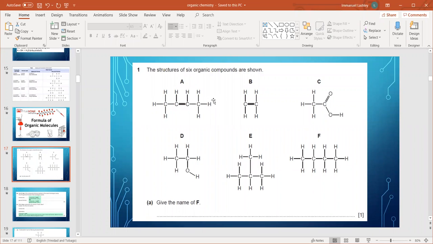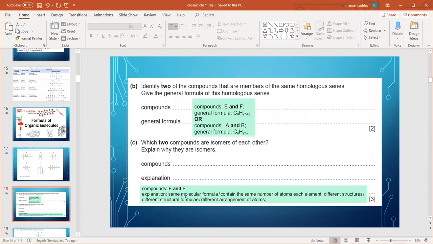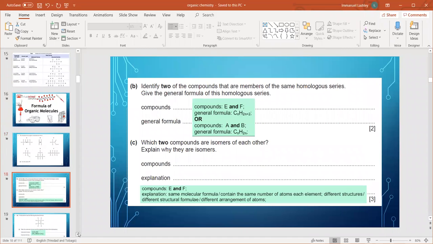Which two of the 6 compounds that they have there have the same number of carbons and hydrogens, but a different arrangement? If you were to say E and F, you would be correct, because they both have 4 carbons and only single bonds. So they have the same number of hydrogens and the same number of carbons, so they are isomers of each other. Compounds E and F are isomers of each other.